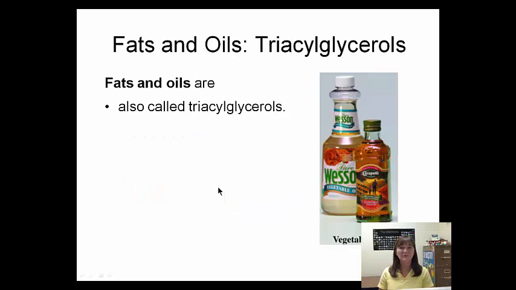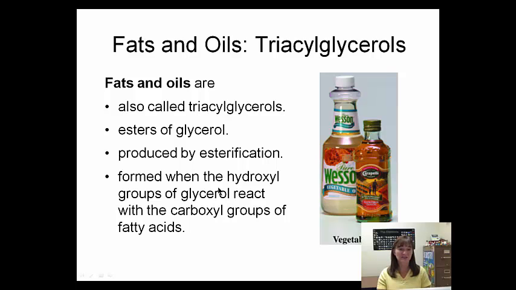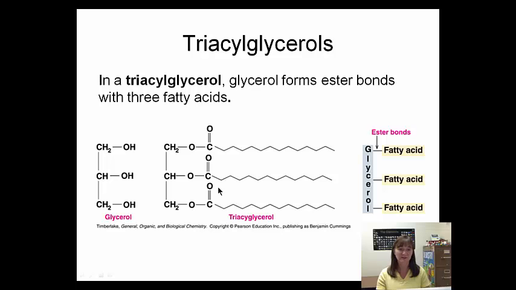Okay, so fats and oils, which are also called triacylglycerols. In biology, they call these triglycerides. Fats and oils are also called triacylglycerols. I talked about that. They are esters of glycerol. So I am going to want you to know what the structure of glycerol is. I'll show you in a second. It is produced by esterification, so the reaction I just showed you. They're formed when the hydroxyl group on glycerol reacts with the carboxylic acid group on your fatty acids. So I'll show you what I mean by that.